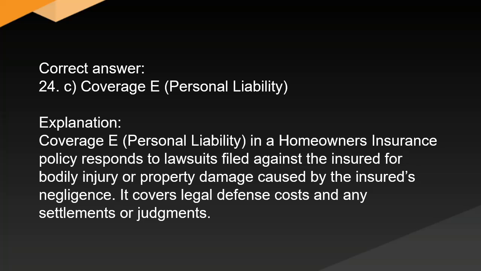Correct answer: C. Coverage G, Personal Liability. Explanation: Coverage G, Personal Liability, in a homeowner's insurance policy responds to lawsuits filed against the insured for bodily injury or property damage caused by the insured's negligence. It covers legal defense costs and any settlements or judgments.